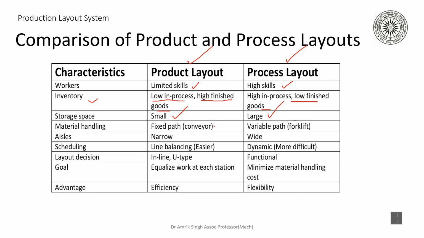Material handling, fixed path, so we may use a conveyor. In this, we may use a truck or a forklift or a movable type of material handling, which can follow a variable path. Then the working space. So working spaces are narrow here, and here the working spaces are wide because you don't know the casting. It may require a lot of bigger space to store. But in the case of line type production, the production has to move from one machine to another machine.